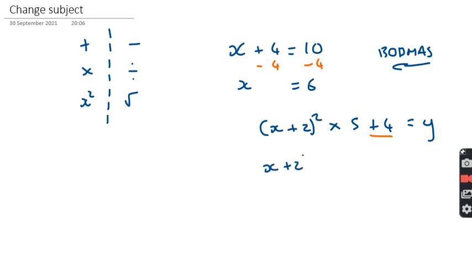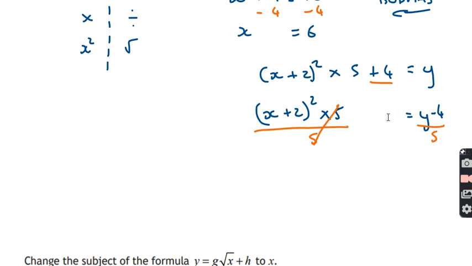So x plus 2 squared multiplied by 5 is now equal to y take away 4. So I take away 4 from both sides. I want to get rid of the times by 5, so I now need to divide both sides by 5. So on this side it's going to cancel out. So I'm now left with x plus 2 squared is equal to y take away 4 divided by 5.